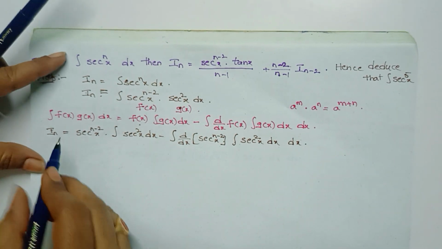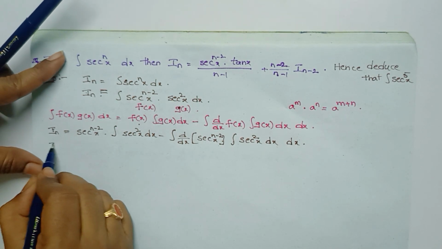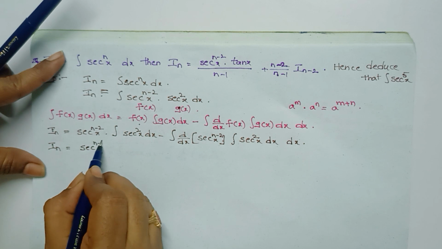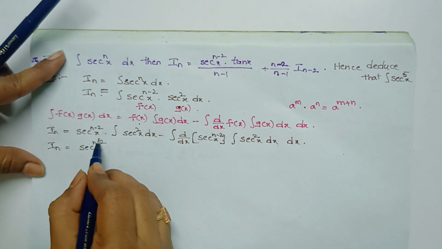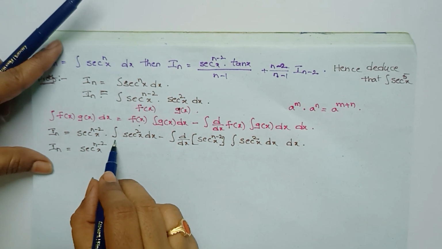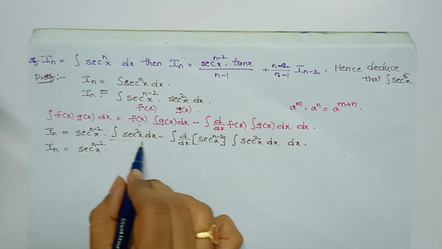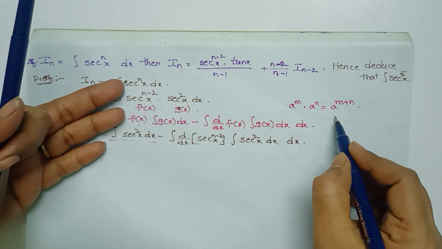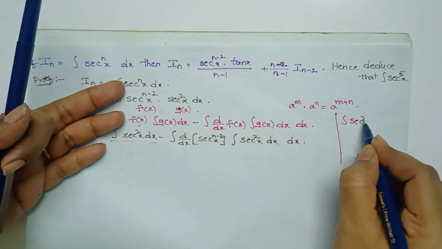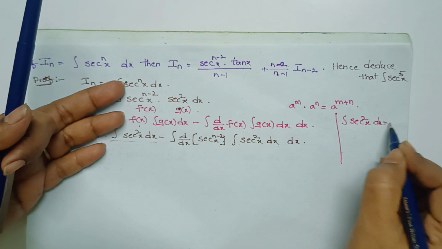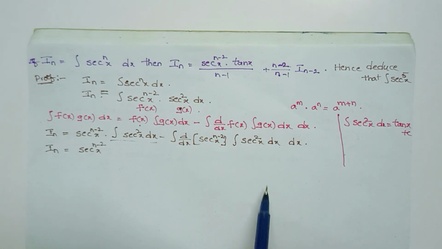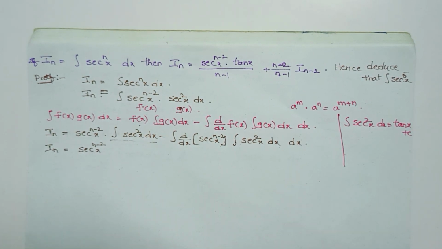Okay? Now let us proceed with the integration and differentiation. In is equal to secant power n minus 2 x, take it as it is; there is no differentiation or integration. Now come to this integral of secant square x dx. Here I am writing the formula: the integral of secant square x dx is equal to tan x plus c. So the integral of secant square x dx is tan x.